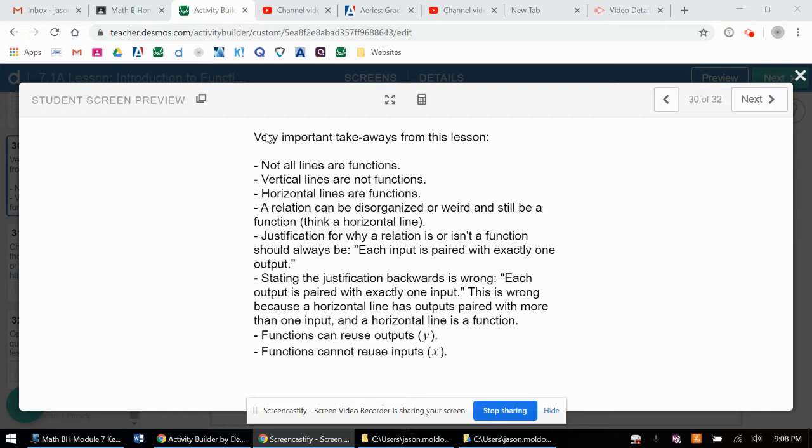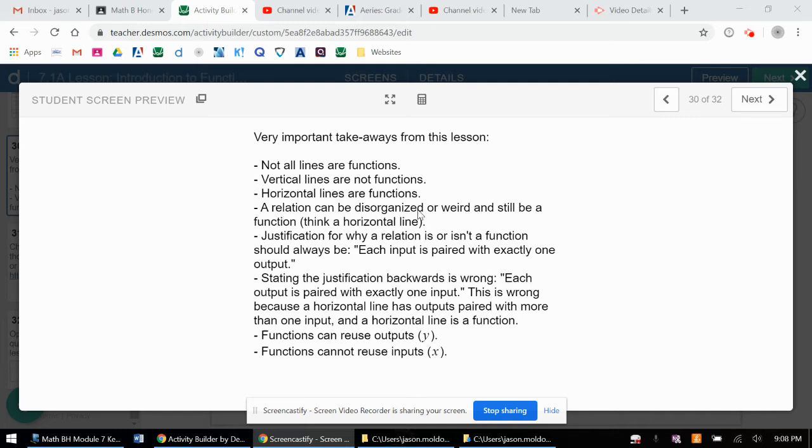You could read through these on your own, but I'm just going to read through them. These are kind of the pitfalls of functions, misunderstandings people have. First of all, not all lines are functions. Vertical lines are not functions. Horizontal lines are functions, right? Think of the vertical line test. A vertical line would fail horribly at the vertical line test.